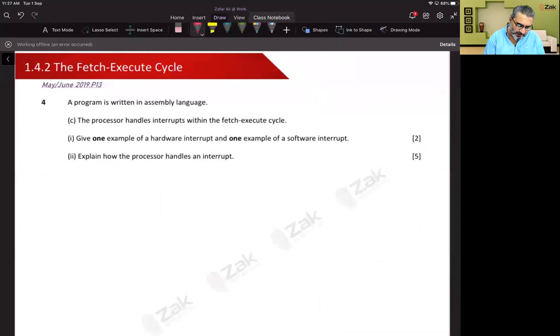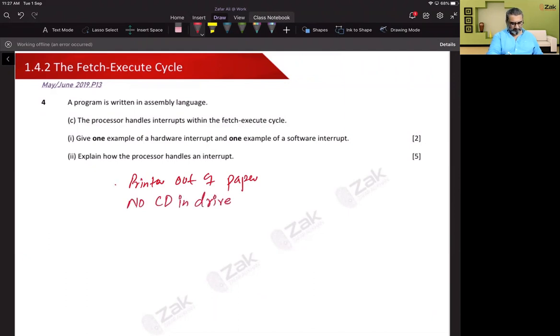The processor handles interrupts within the fetch decode execute cycle. Give one example of a hardware interrupt and one example of a software interrupt. So this is May, June 19. Hardware interrupt is printer out of paper, or no CD in drive, etcetera. This is hardware.